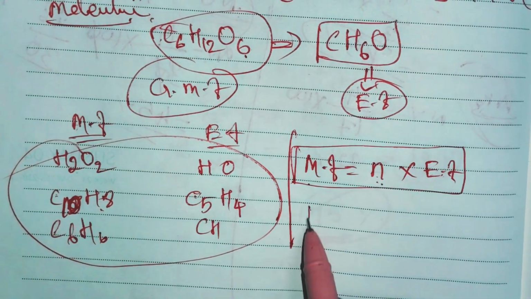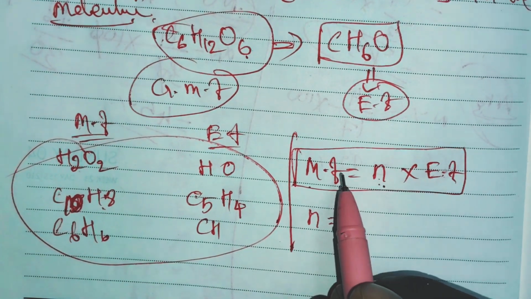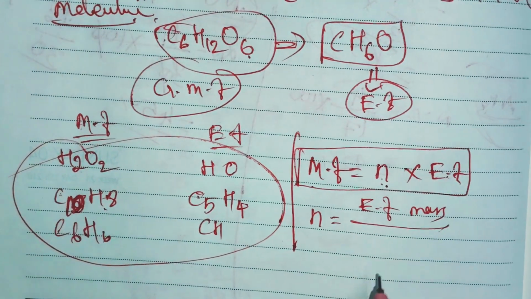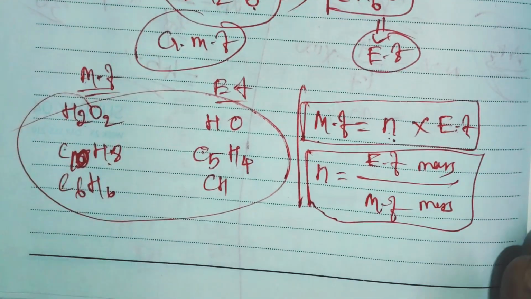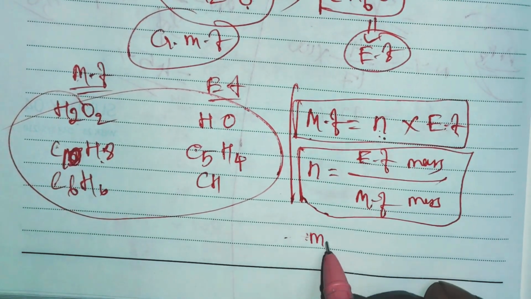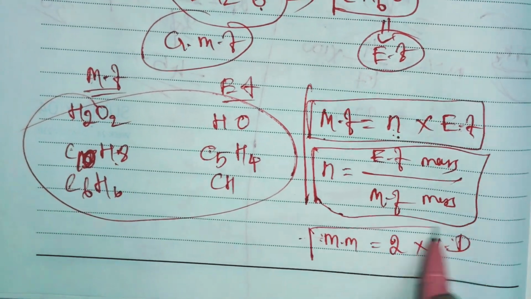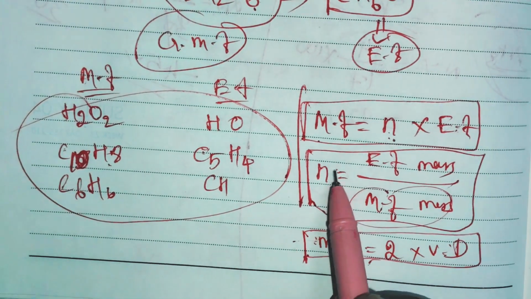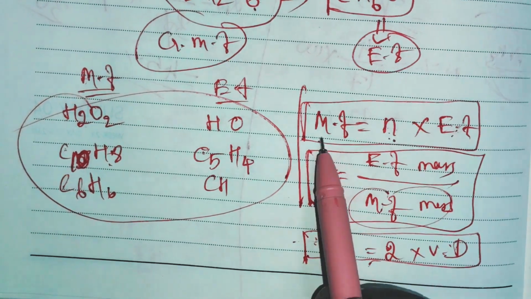Here n is based on the empirical formula mass as well as the molecular formula mass. n is equal to the molecular formula mass divided by the empirical formula mass. This is the n value. Sometimes the question is given in vapor density. At that time, molecular mass is equal to 2 times the vapor density. This formula is very useful for finding the molecular mass or molar mass. Only then can we go on to find the n value, and after that, n times the empirical formula gives the molecular formula.